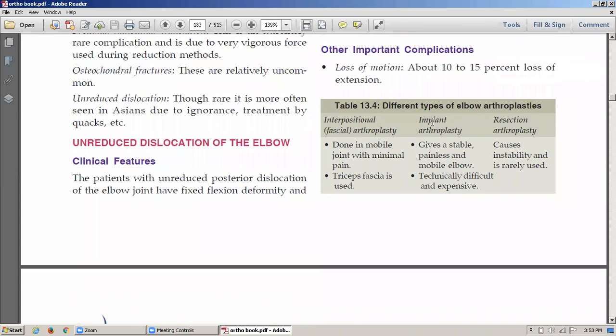So this is the table of the different types of elbow arthroplasties. First is the interpositional arthroplasty, that is fascial, done in a mobile joint with minimal pain. Triceps fascia is used. Then implant arthroplasty gives a stable, painless and mobile elbow, but is technically difficult and expensive. Then resection arthroplasty causes instability and is rarely used.